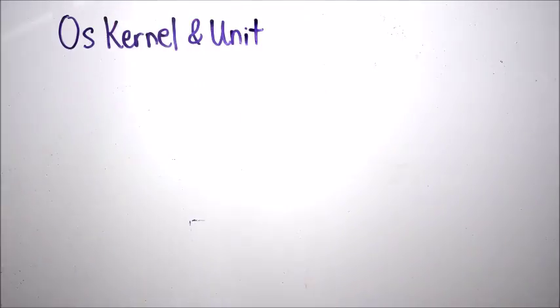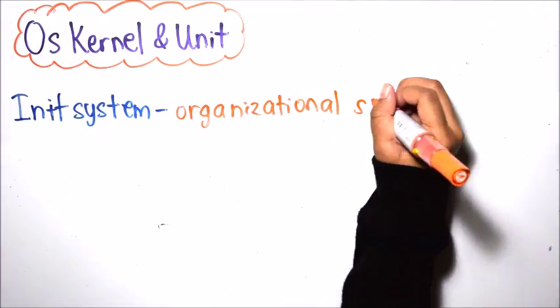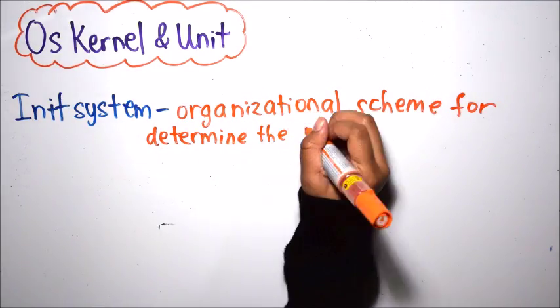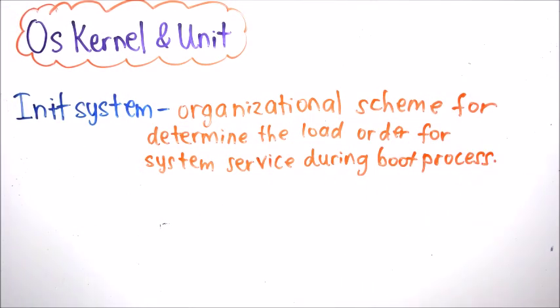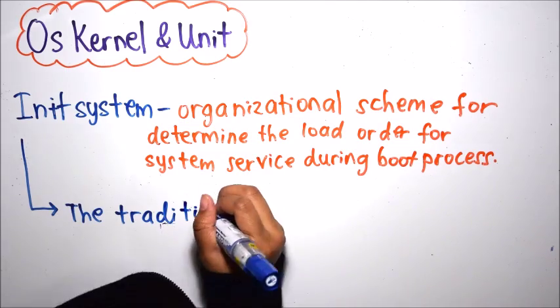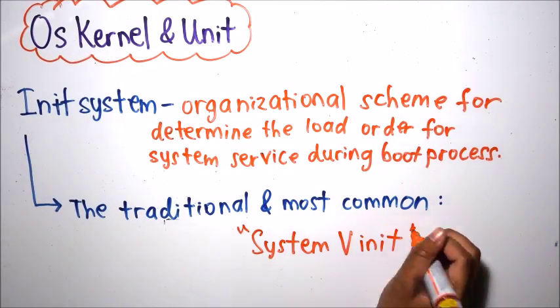The sixth process is called OS kernel and init. There is the init system, which is an organizational scheme for determining the load order for system services during the boot process. The traditional and most common init system is called System V init.